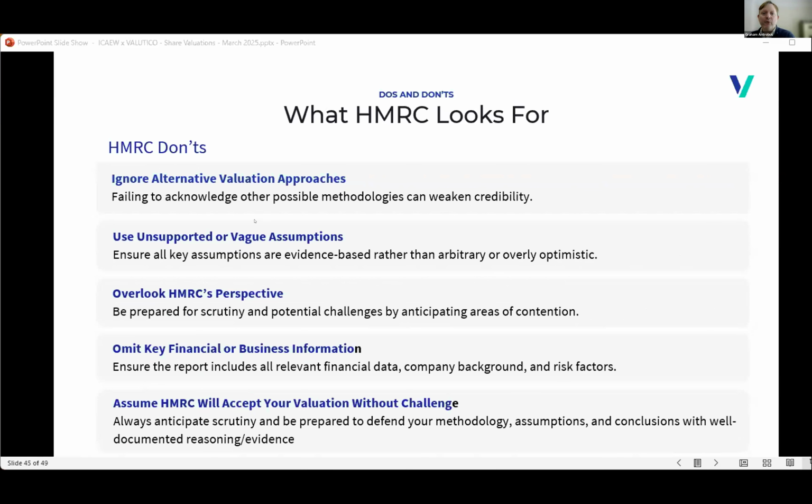Don't use unsupported or vague assumptions. Your report should always be grounded in market data, financial analysis, and historical trends as far as possible. Don't use arbitrary figures and overly optimistic projections. Don't omit key financial or business information. So your report has to include all relevant financial data, company background, and risk factors. Missing details could result in HMRC requesting further clarification or simply rejecting the valuation altogether. And finally, don't assume that HMRC are going to accept your valuation without challenge. Even the best prepared valuation reports can be questioned.